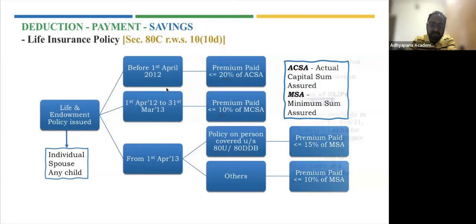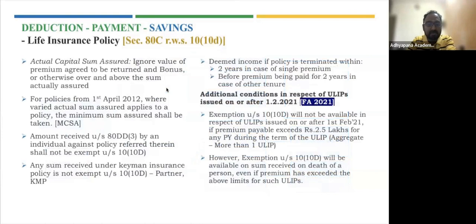Now, what are the other things you have to keep in mind? The actual capital sum assured, we already explained, will be taken into consideration. It must ignore the value of premium agreed to be written on the bonus, or otherwise over and above the sum. So what should be taken is only the sum assured. Nothing above should be taken. Exactly the amount of sum assured should be taken. And of course, we spoke about the minimum sum assured. So why is this all about? Only policies which are covered under section 10(10D) are eligible for premium to be claimed under section 80C. So this is what we have to keep in mind.